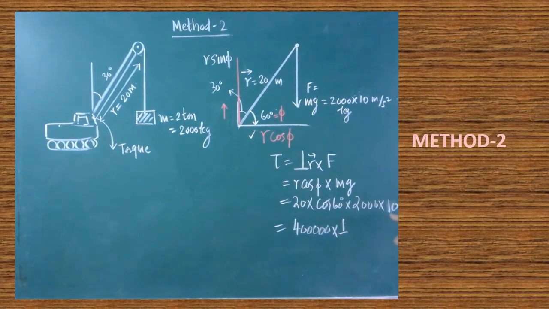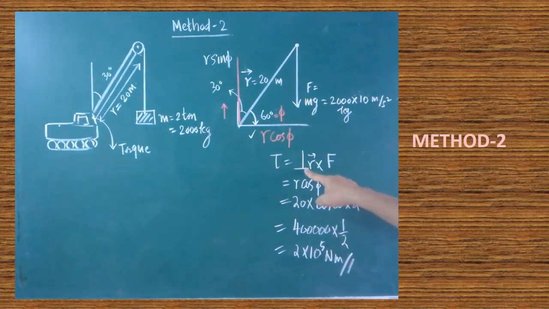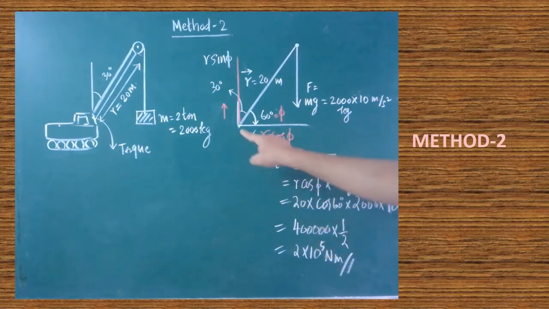So here the value of R is 20, and 2000 into 10. Substitute everything. Finally you are getting 4 lakhs into how much? Half. 2 lakhs. 2 lakhs can be written as 2 into 10 to the power of 5 Newton meter. So this is the unit of the torque. For distance meter, for force Newton. So 2 into 10 to the power of 5 Newton meter is the amount of torque that is acting here.